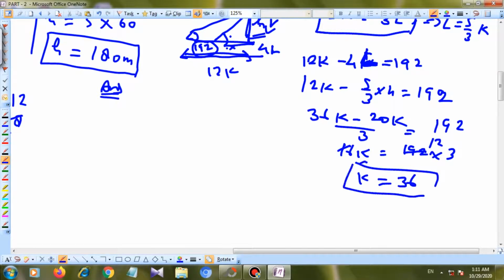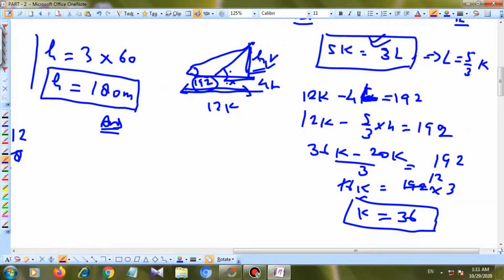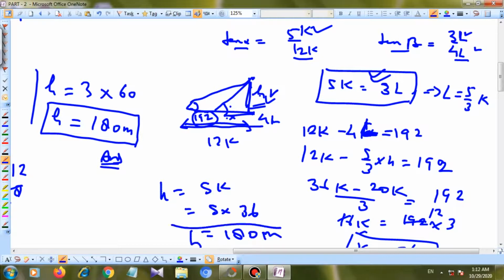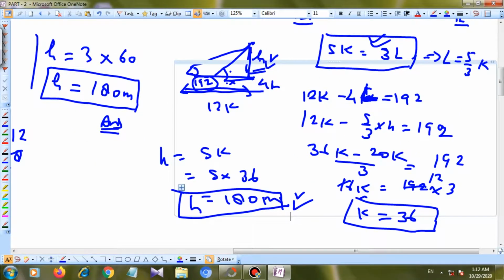Right? But what is the value of h? The value of h is 5k. So h equal to 5k, you multiply by 36. So this is 180 meter. That's your required answer. So you can calculate it in very less time.